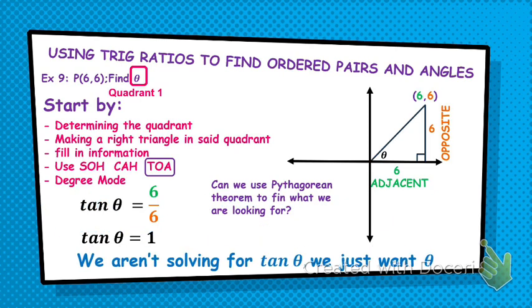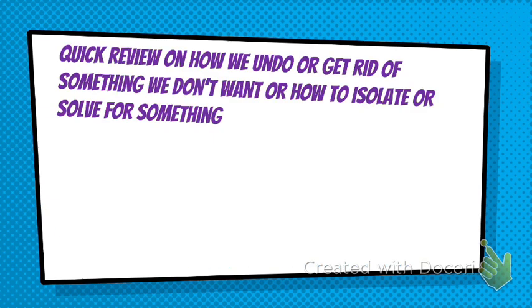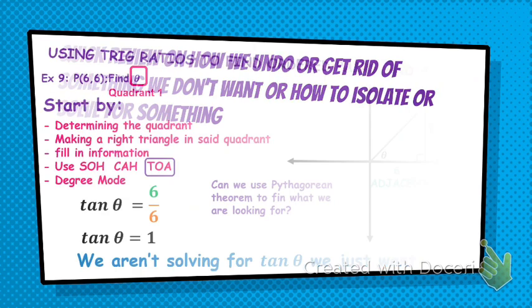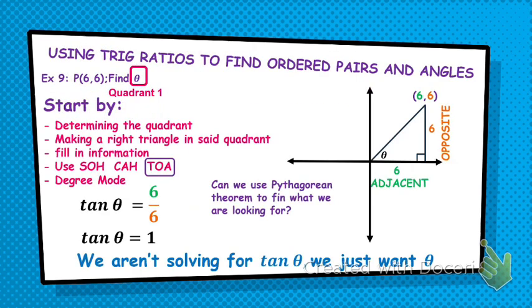So let's talk about what our objective is. If I'm asked to find theta, that means I want to see this and only this on one side of the equation by itself. In other words, I want to get rid of this. And this is not tangent times theta. This is the tangent of theta. So I need to undo tangent, but it's not multiplication. So let's talk about what that looks like.